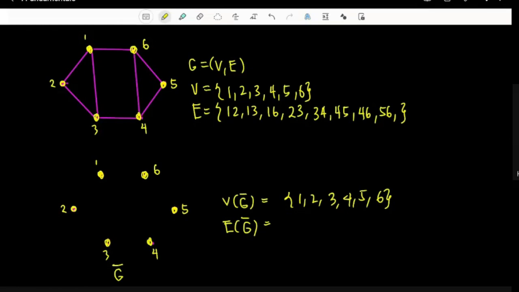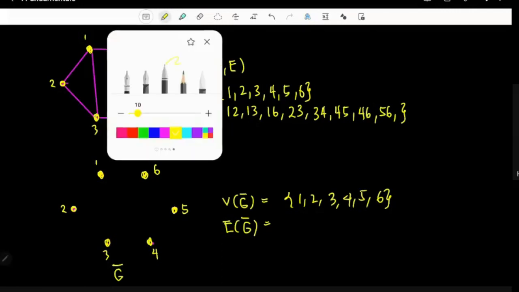So, halimbawa, ang 1, 6 ay edge sa G. So, hindi na siya edge sa complement. So, hanapin mo lang lahat ng edge na hindi na form ni G. For example, 1, 5. Walang edge na 1, 5 sa G. So, sa complement, magiging edge siya.